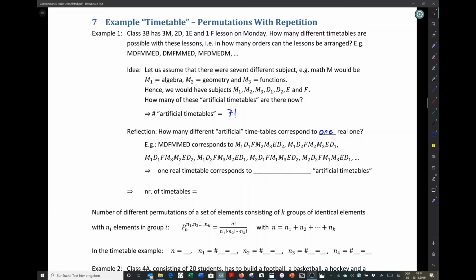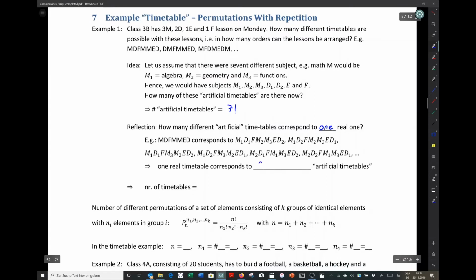Well, this means that I can arrange the M1, M2, M3 in 3 factorial ways once the positions of the 3M is given. And the same is for the 2Ds. I can arrange them in 2 factorial ways. So 3 factorial times 2 factorial artificial timetables correspond to one real timetable. And for the French and for the English, there is only one of each of these lessons. Well, I can artificially expand this now by times 1 factorial times 1 factorial. So we have the same structure. You can write it there or not.